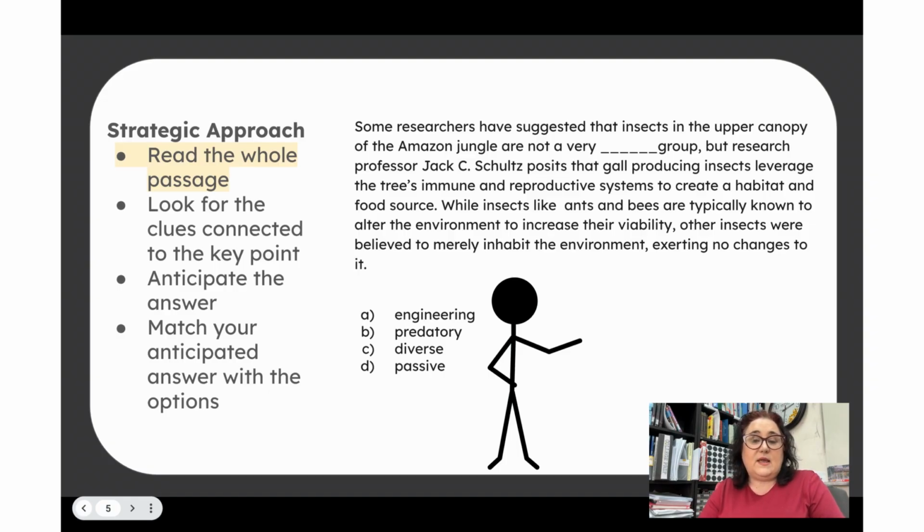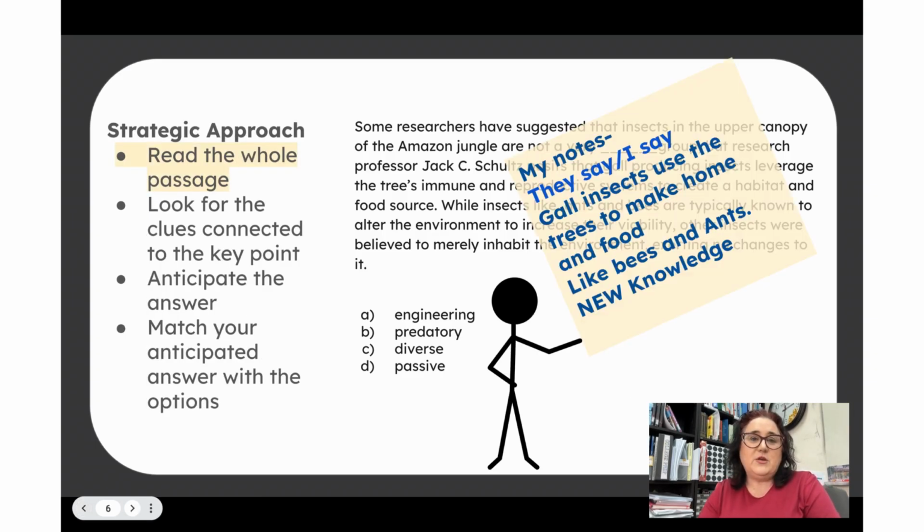While insects like ants and bees are typically known to alter the environment to increase their viability, other insects were believed to merely inhabit the environment, exerting no changes on it. So, if we look at my notes here, and you should take notes, especially if you struggle with this, you should give yourself a little note just to kind of clarify in your mind, what are we talking about?